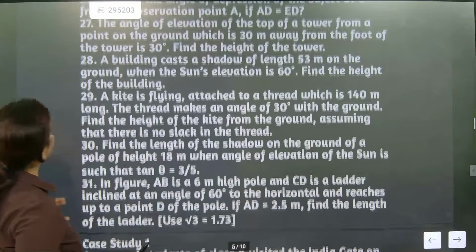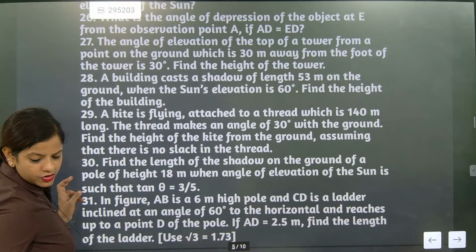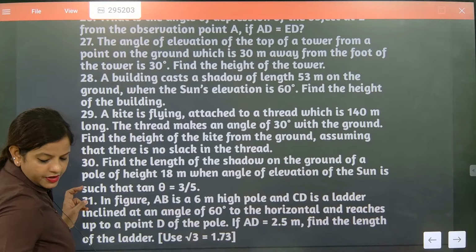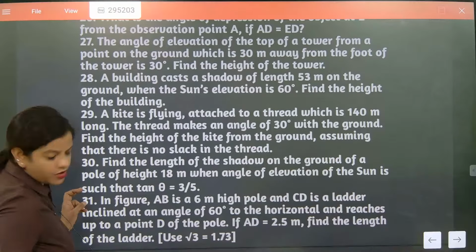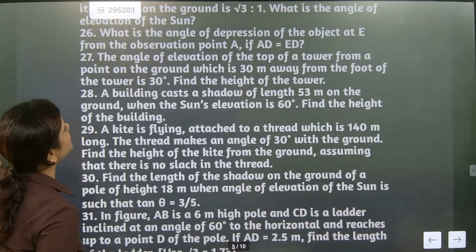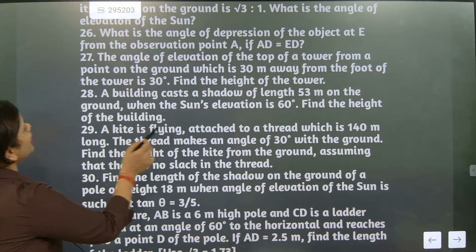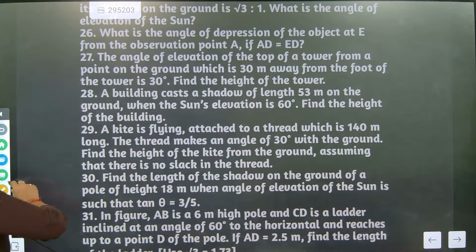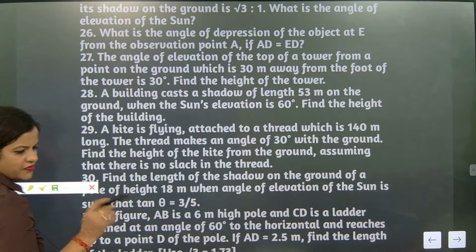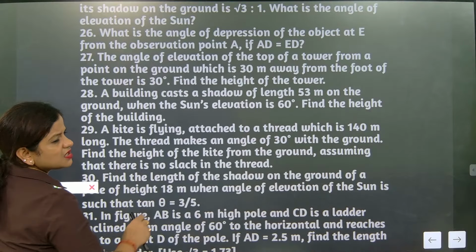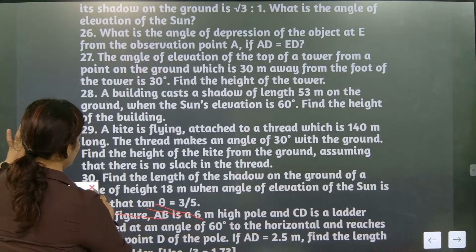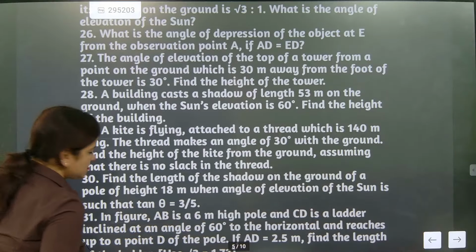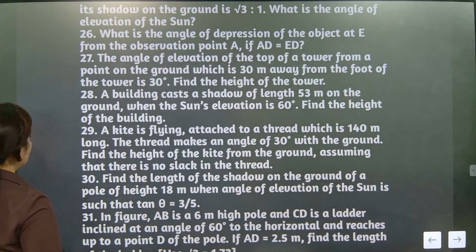Now look here, beta. Which question are we going to solve? Yes, 27th question. The angle of elevation of the top of a tower from a point on the ground which is 30 meter away from the foot of the tower is 30 degree. Such a huge question, no space given.